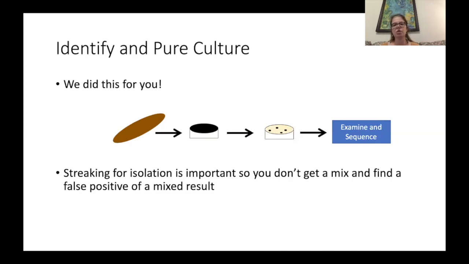So the importance of doing this streaking for isolation, I think, is critical for you to understand. This is actually not just done for sequencing. This is done for many, many, many microorganisms in microbiology in general. And the whole idea is that you want a pure culture. You want to make sure that what you're analyzing comes from a single clonal origin. And what that means is it comes from a single cell, making the assumption that one colony comes from one cell. By streaking for isolation, you have a pure culture.